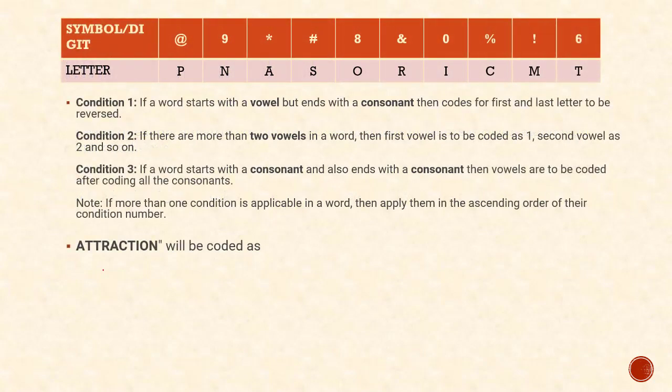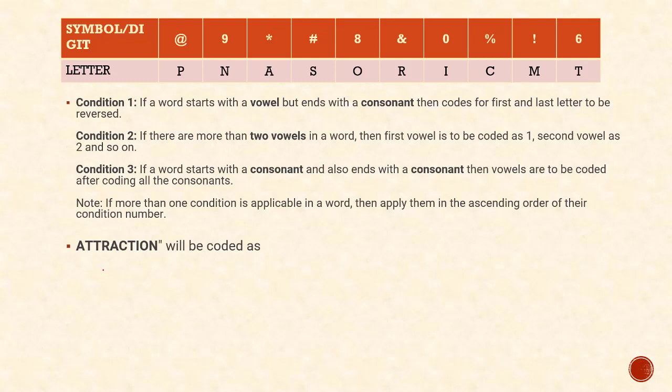So here we are given a matrix. As you can see on the screen, a few letters are mentioned and the symbol or digit representing each letter. And there are a few rules as well. Condition 1: if the word starts with a vowel but ends with a consonant, then the codes for the first and last letter are to be reversed. Condition 2: if there are more than 2 vowels in a word, then the first vowel is to be coded as 1, second vowel as 2, and so on. Condition 3: if a word starts with a consonant and also ends with a consonant, then vowels are to be coded after coding all the consonants.